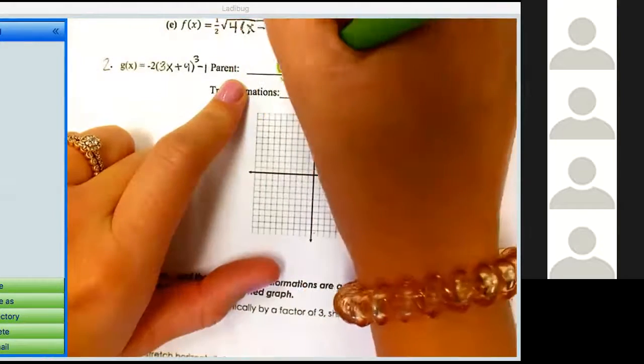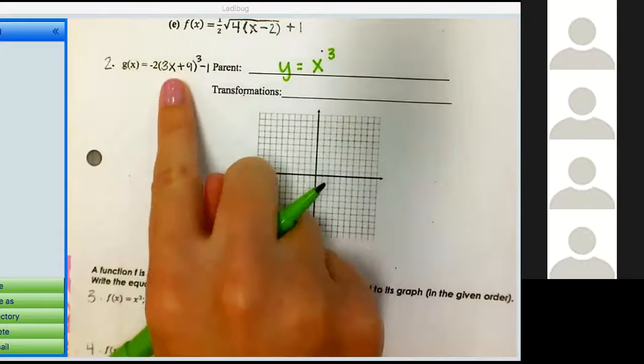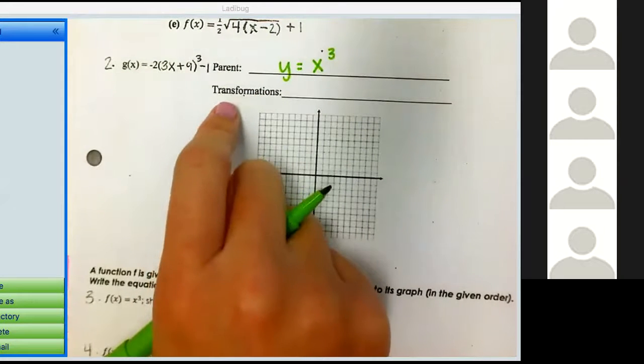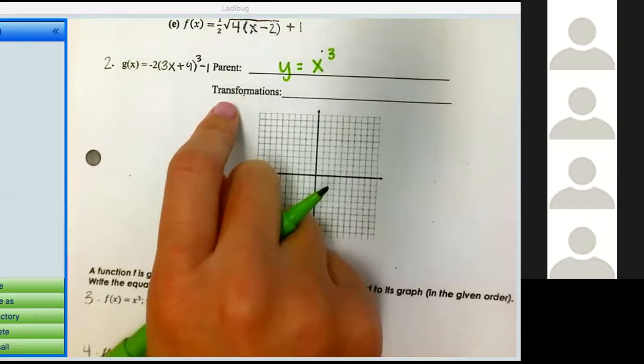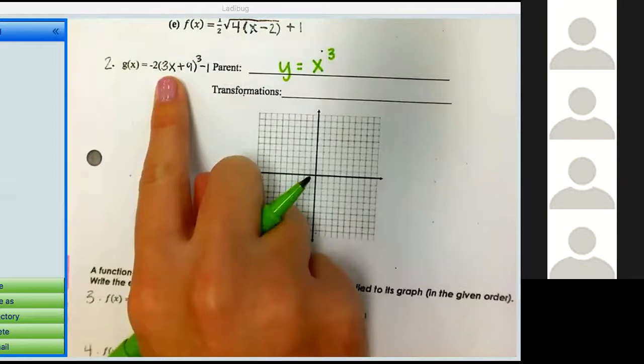Y equals x cubed. So looking at this function, we need to list out the transformations. Before we even start, what do you notice inside the parentheses? It's not factored. Good. There's a horizontal stretch or compression, right? So we've got to put it in factored form. Is everybody with me there?